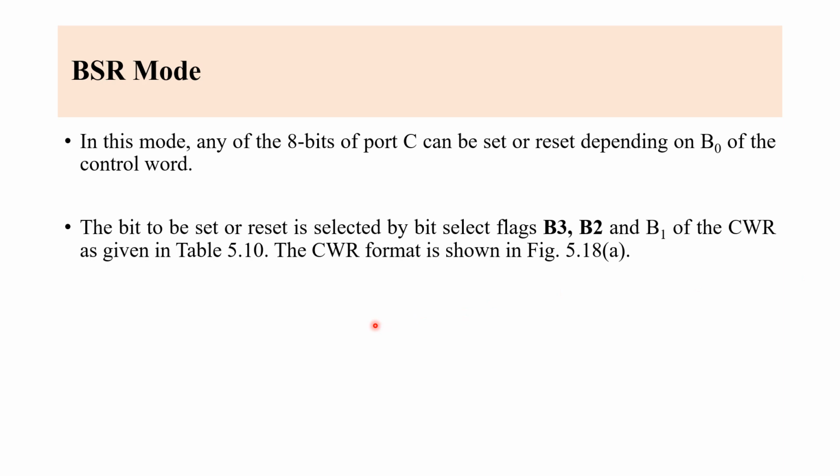First one is BSR mode or the bit set reset mode. What is the use of BSR mode? In this mode, any of the 8 bits of port C can be set or reset. This can be done on the basis of B0, that is the 0th bit of the control word. The bit to be set or reset is selected by the bit select flags, that is B3, B2 and B1 of the CWR or the control word register. So let's see how it is done.